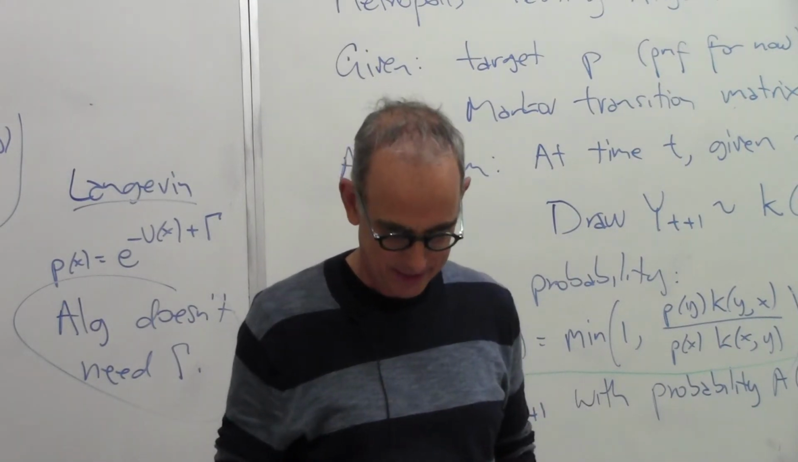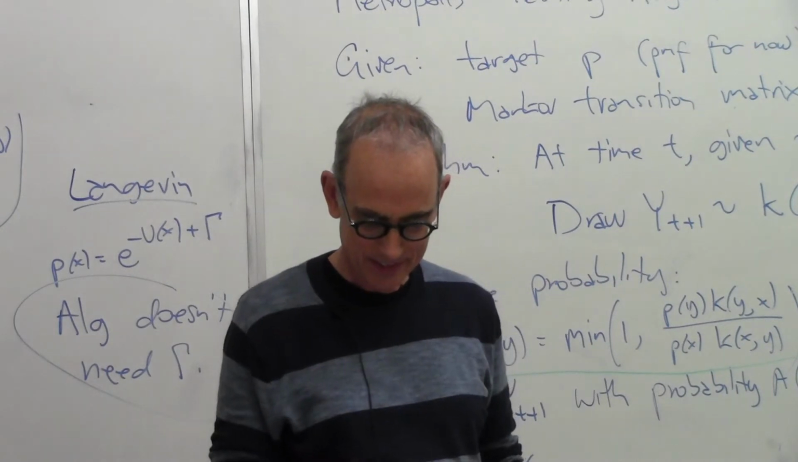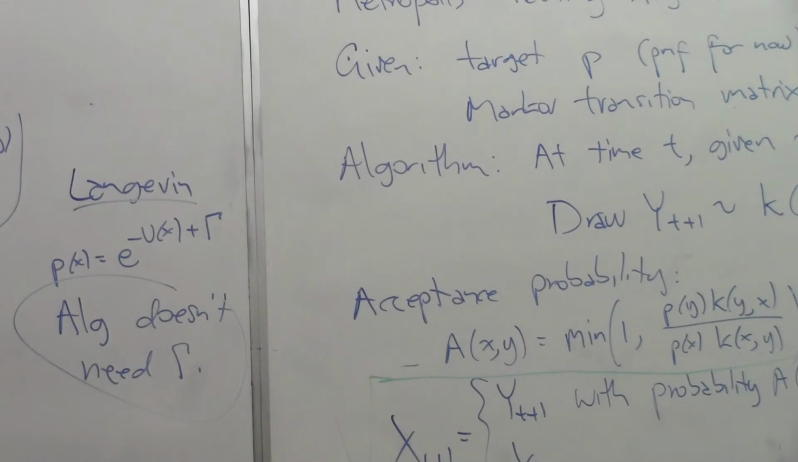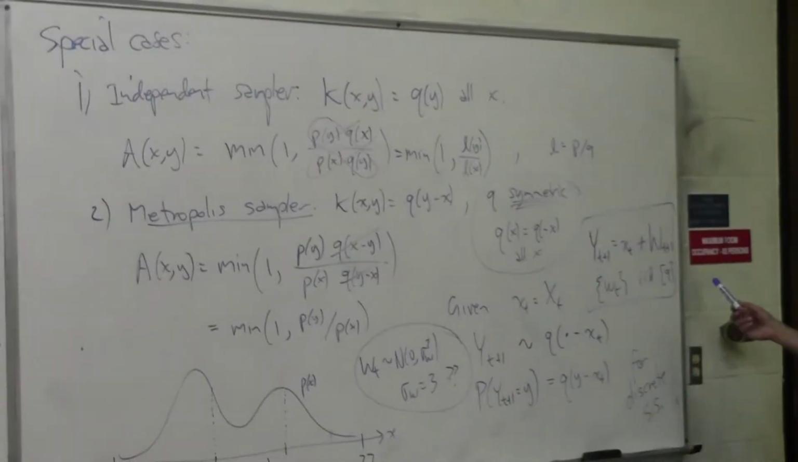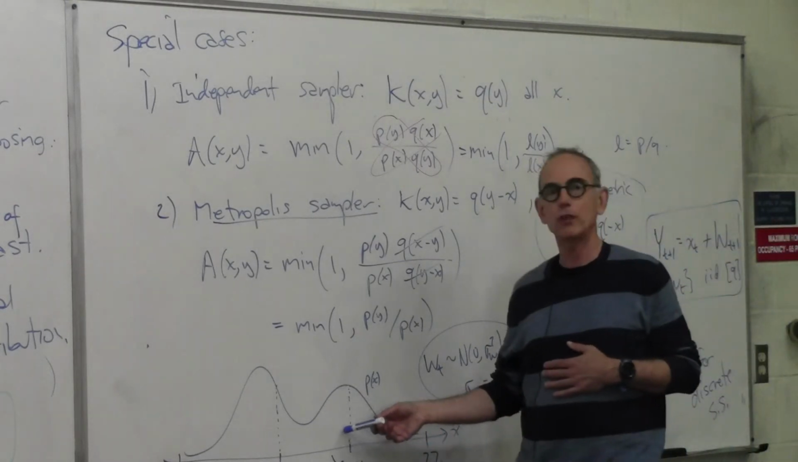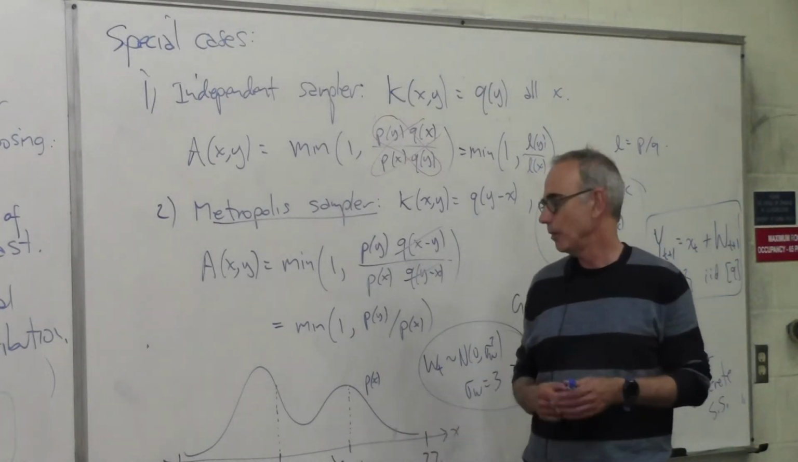Can I ask a question? If A of x, y doesn't depend on the proposal distribution, how do you choose the proposal distribution? Oh, that's what I was just talking about. The very typical case people use is where the density is not discrete. You choose this to be Gaussian, with just an identity covariance matrix. And the whole goal then is to try to choose the variance properly. You want some intermediate value.